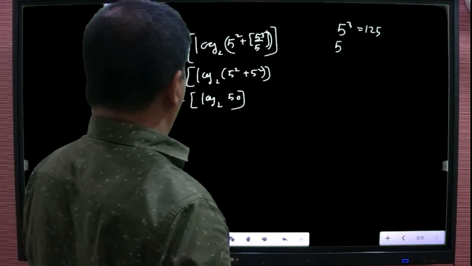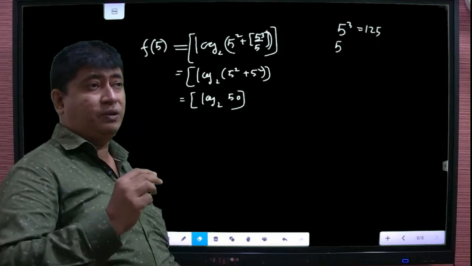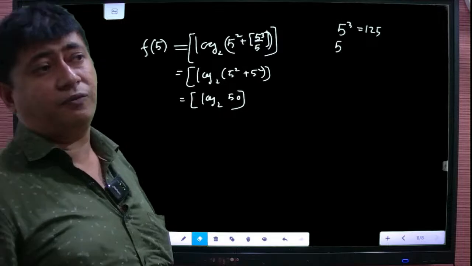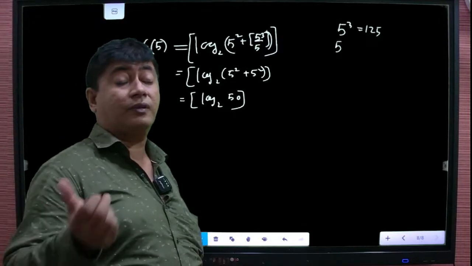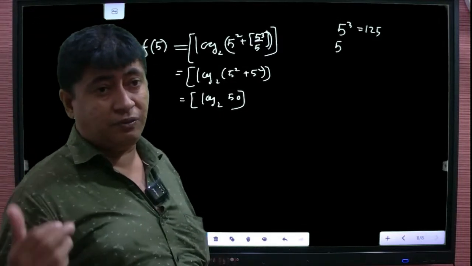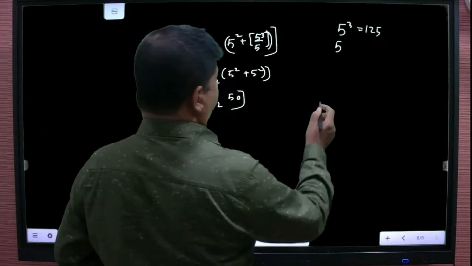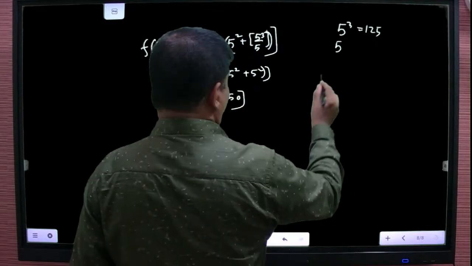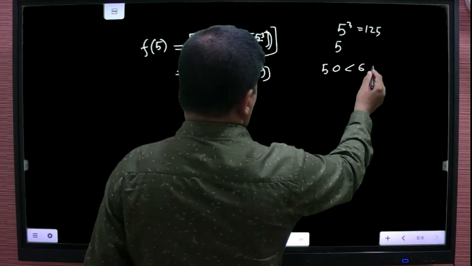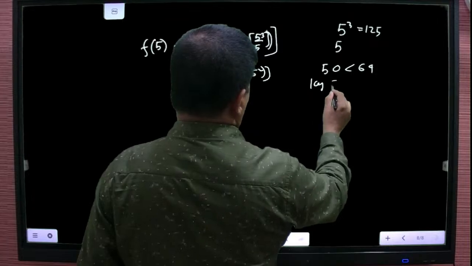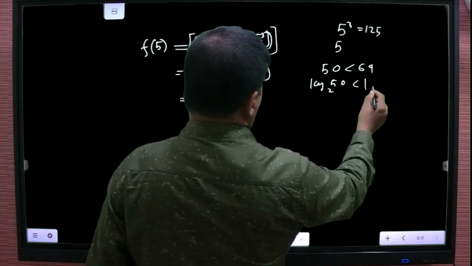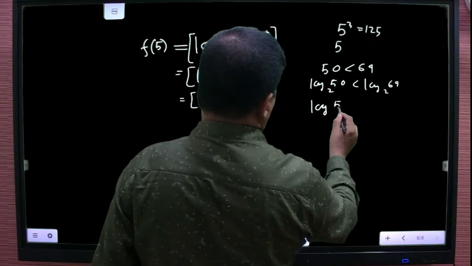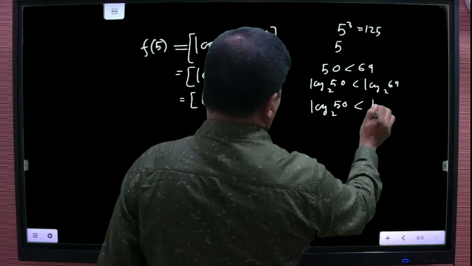Now, 50, its nearest value which is some power of 2 is what? 2 to the power 4 is 16, 2 to the power 5 is 32, 2 to the power 6 is 64. So 50 is less than 64. So log 50 to the base 2 is less than log 64 to the base 2, which is 2 to the power 6.